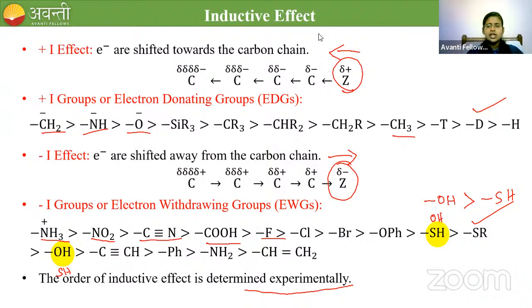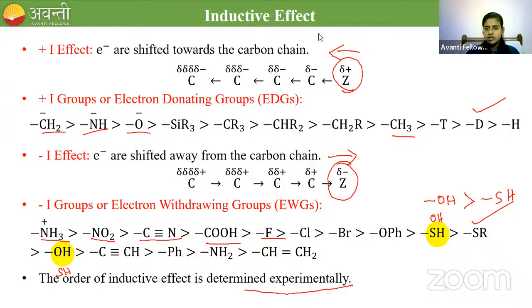So you don't have to worry about the order. You don't have to memorize the electron donating and electron withdrawing groups given in this. Just learn the groups which I have underlined. That is enough for you. There are two types, plus I and minus I. Plus I means electron donating group and minus I means electron withdrawing group. Electron donating means alkyl, NH2, OH will come, and electron withdrawing means electronegative atoms, containing NO2, CN and COOH.